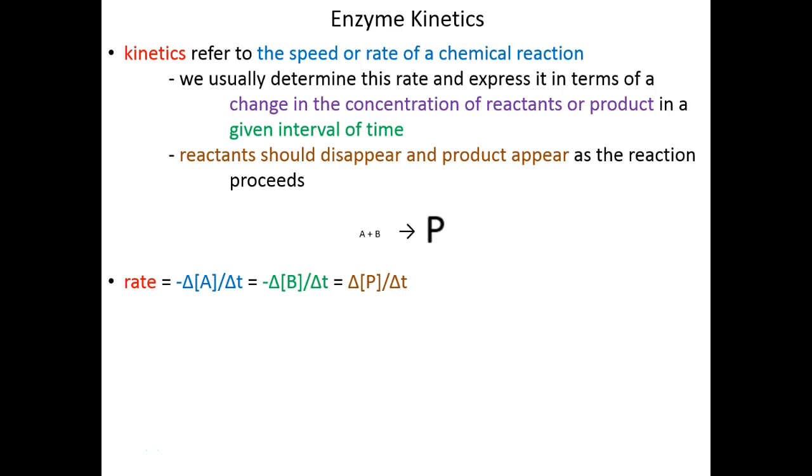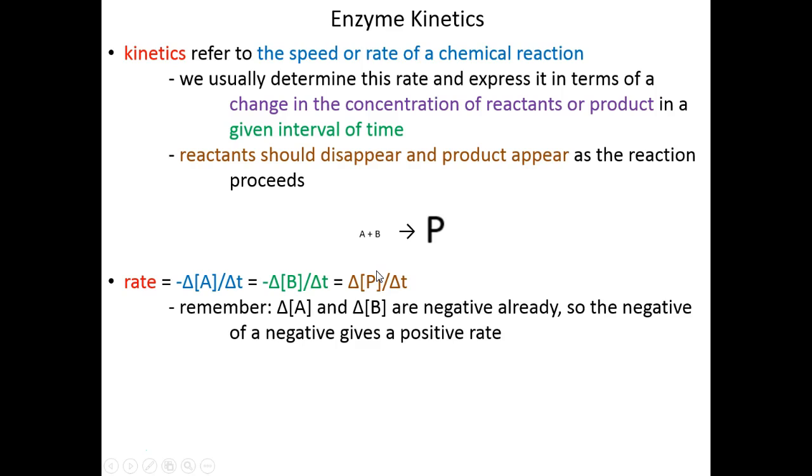Mathematically, and I'll never ask you to do this on an exam or a quiz, but it's important that we cover the concepts of it. Mathematically, what we're saying is when time changes, as time passes, the change in amount per unit time of A should go down, become negative, the amount of B should go down, become negative, and the amount of P should go up, or stay positive. So as time passes, A goes down, B goes down, and P goes up. That makes sense.